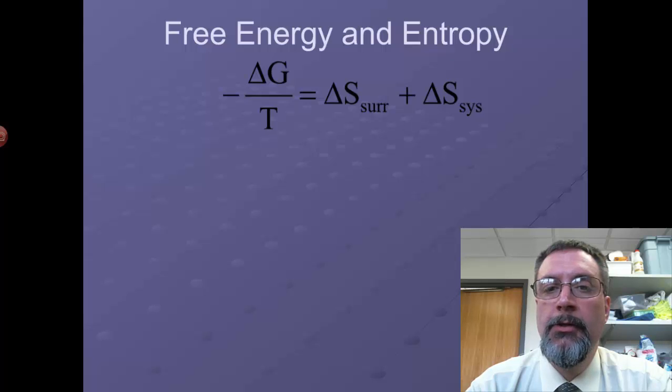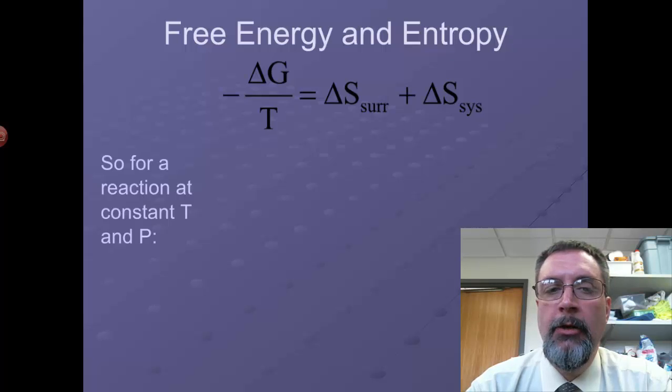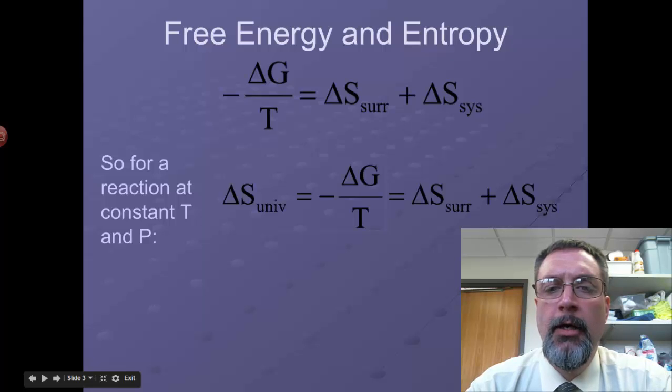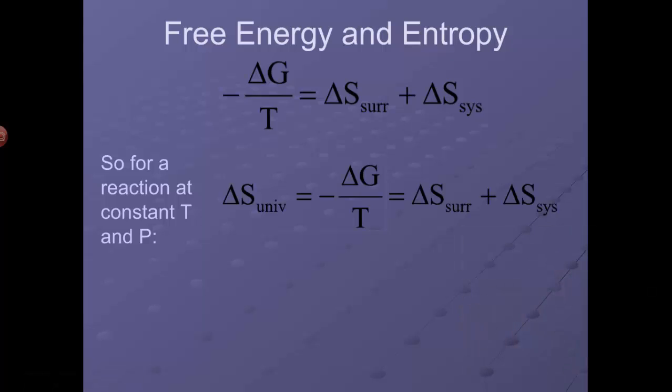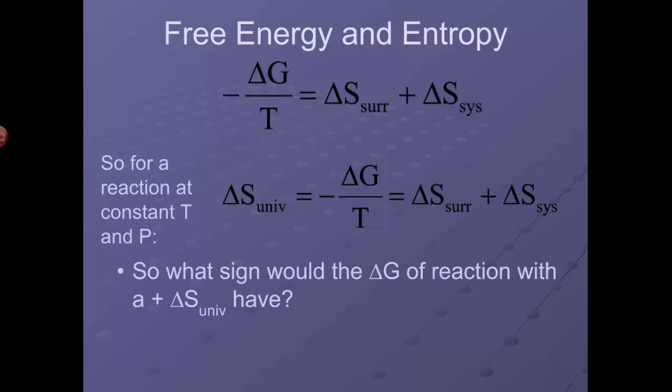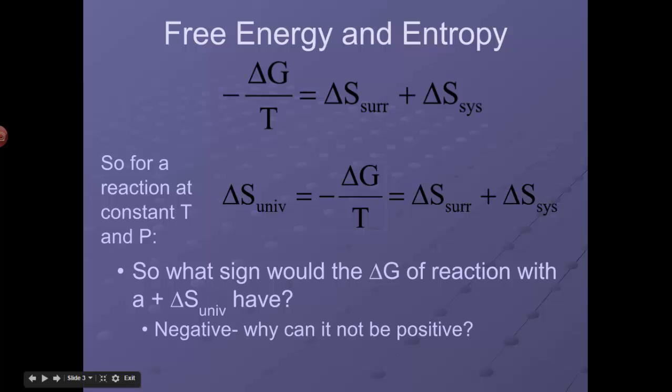Well, wait, delta S of the surroundings plus delta S of the system, that's equal to the entropy of the universe, isn't it? So as long as we keep pressure constant and temperature constant, delta S of the universe is equal to negative delta G over T. So if delta S of the universe is positive, in other words, the universe is becoming more chaotic, what sign would delta G have to have according to this relationship? In order for delta S to be positive, delta G has to be negative, right?